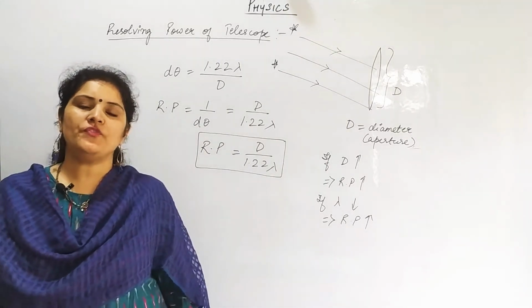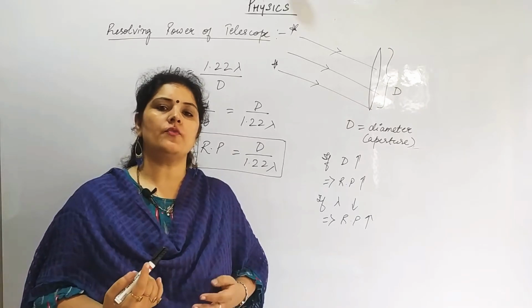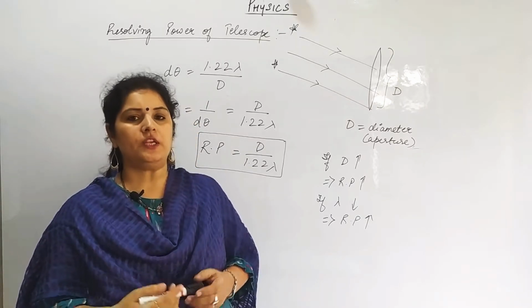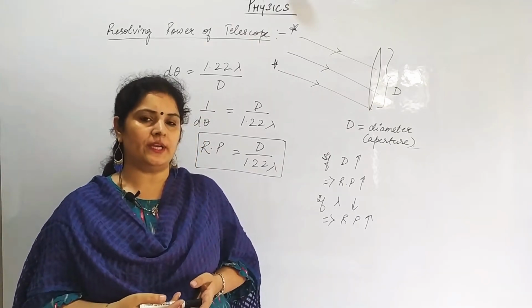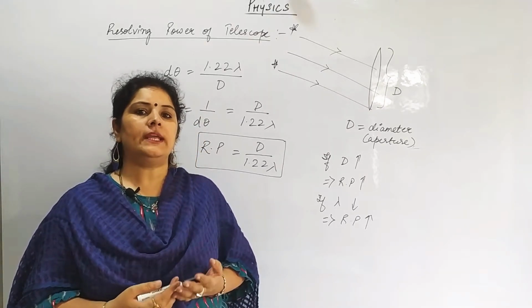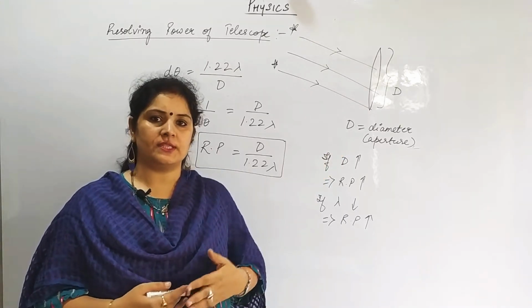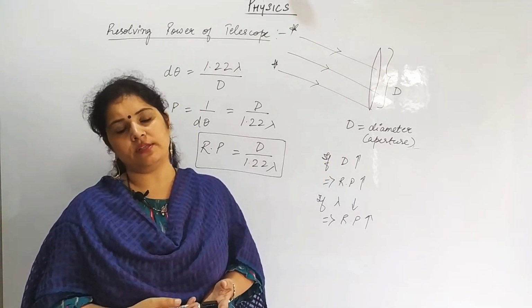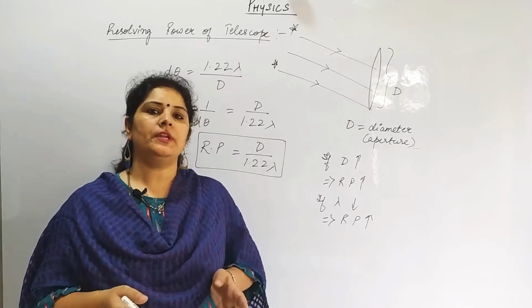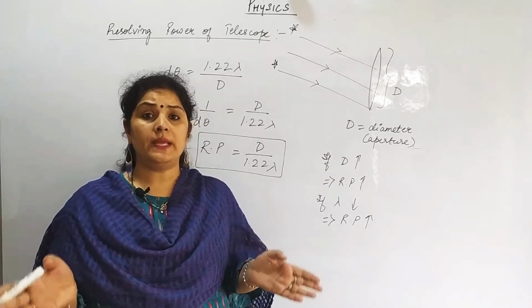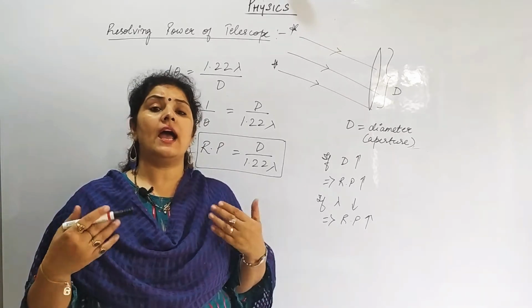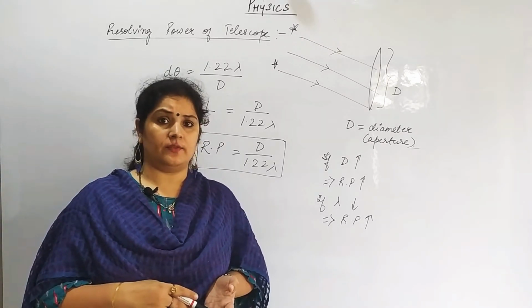Hello children, now we are going to discuss the resolving power of astronomical telescope. So astronomical telescope, as we have studied in ray optics, is an optical instrument which is used to get the images of the distant objects, the celestial objects, the heavenly bodies, right? So in any astronomical telescope, generally we use a bigger aperture and higher focal length lens for the objective, right?